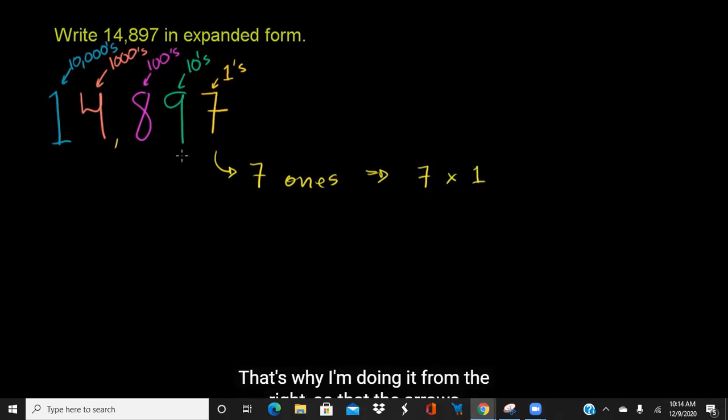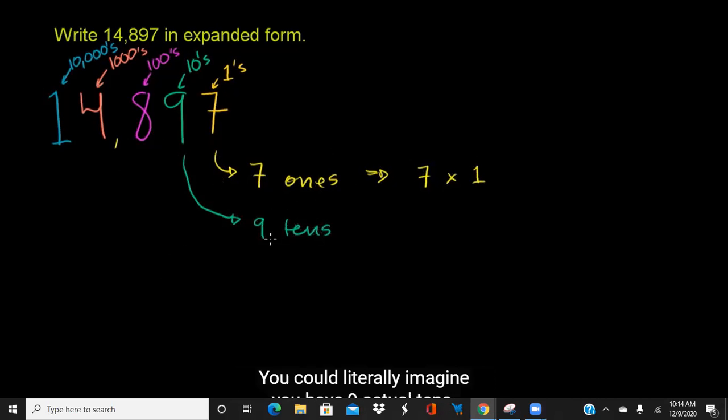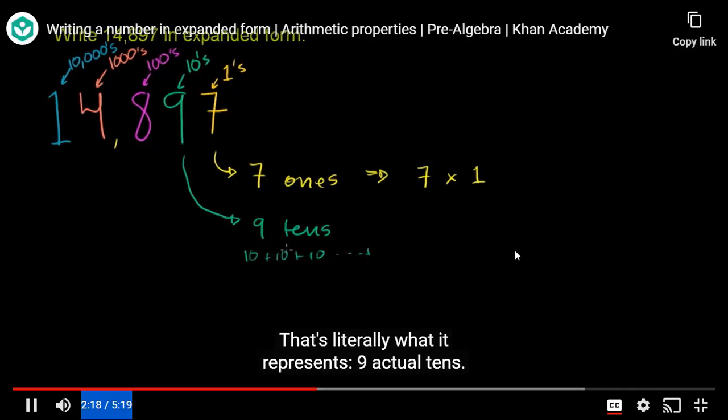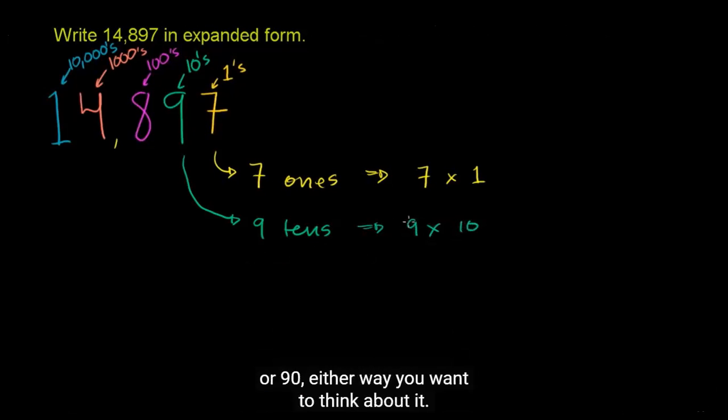That's why I'm doing it from the right, so that the arrows don't have to cross each other. So what does the 9 represent? It represents 9 tens. You could literally imagine you have 9 actual tens. You could have a 10 plus a 10 plus a 10, do that 9 times. That's literally what it represents. 9 actual tens. Or you could say it's the same thing as 9 times 10, or 90. It represents all of these things: 9 tens, or 9 times 10, or 90.